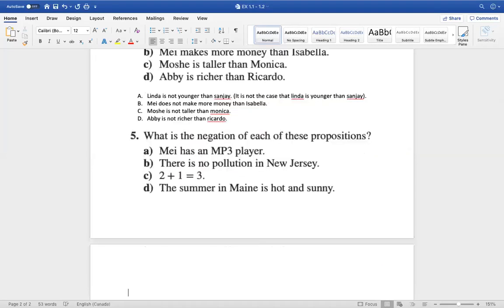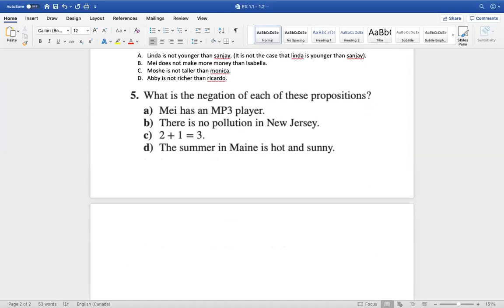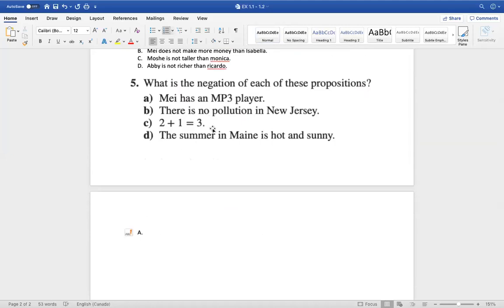Okay, so what is the negation of each of these propositions? Here is another example, just the same. We have to define the negation of these propositions. So Mai has an MP3 player. So Mai does not have an MP3 player, or we can say it is not the case that Mai has an MP3 player.